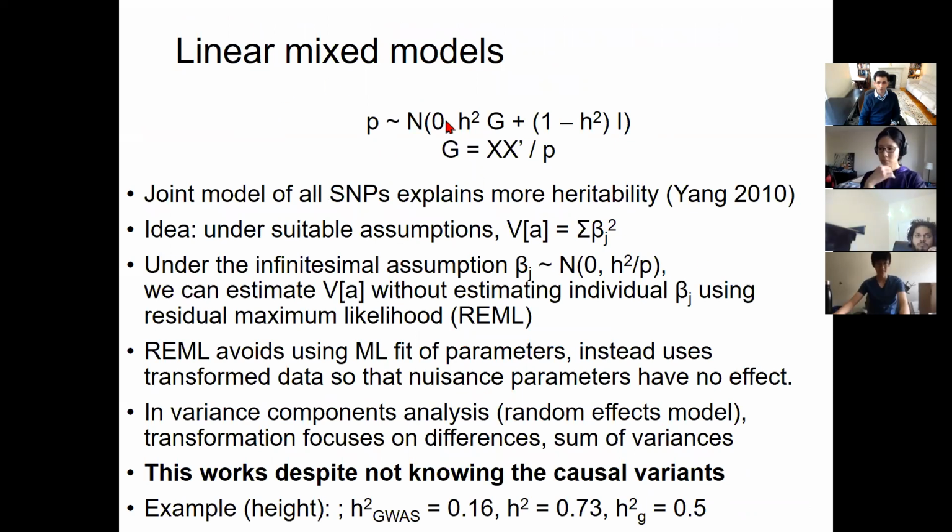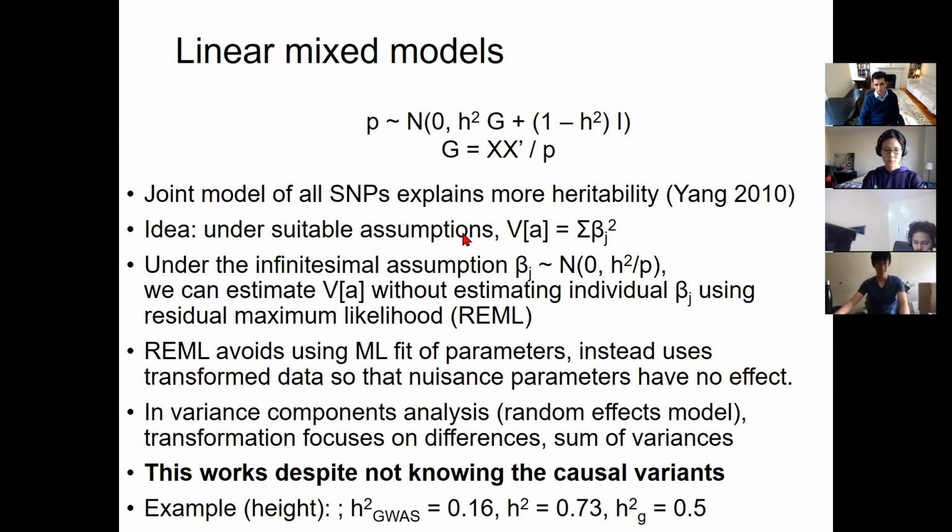So these linear mixed models are basically expressing this phenotypic variation as a function of this heritability, based on the sharing of the genetic correlation matrix. And then you have this joint model of all the SNPs, which now has been shown to explain more heritability than simply using any kind of subset of SNPs.